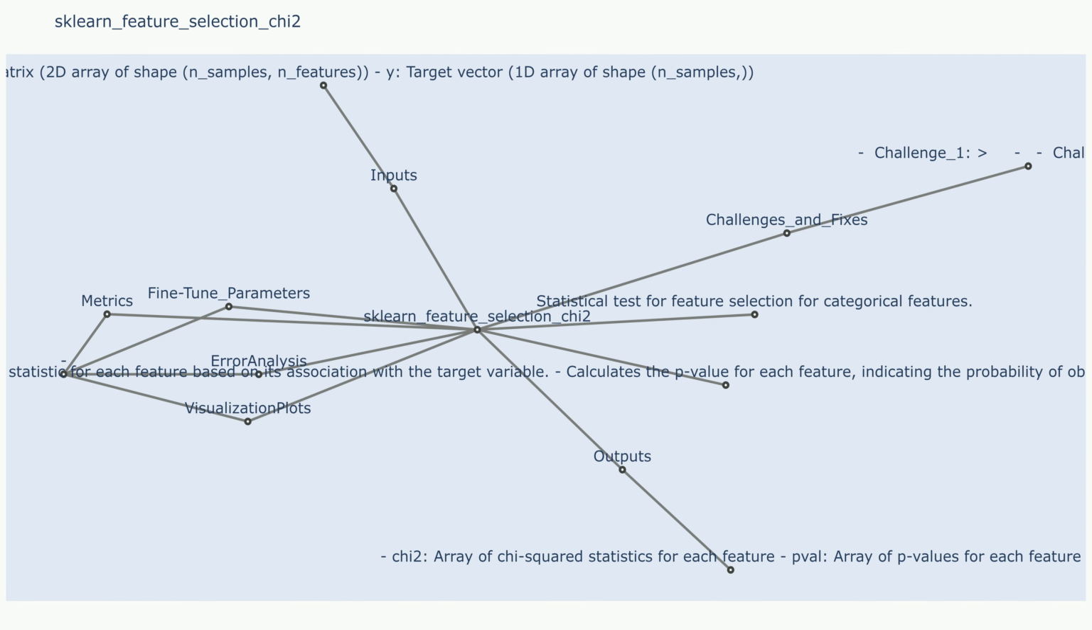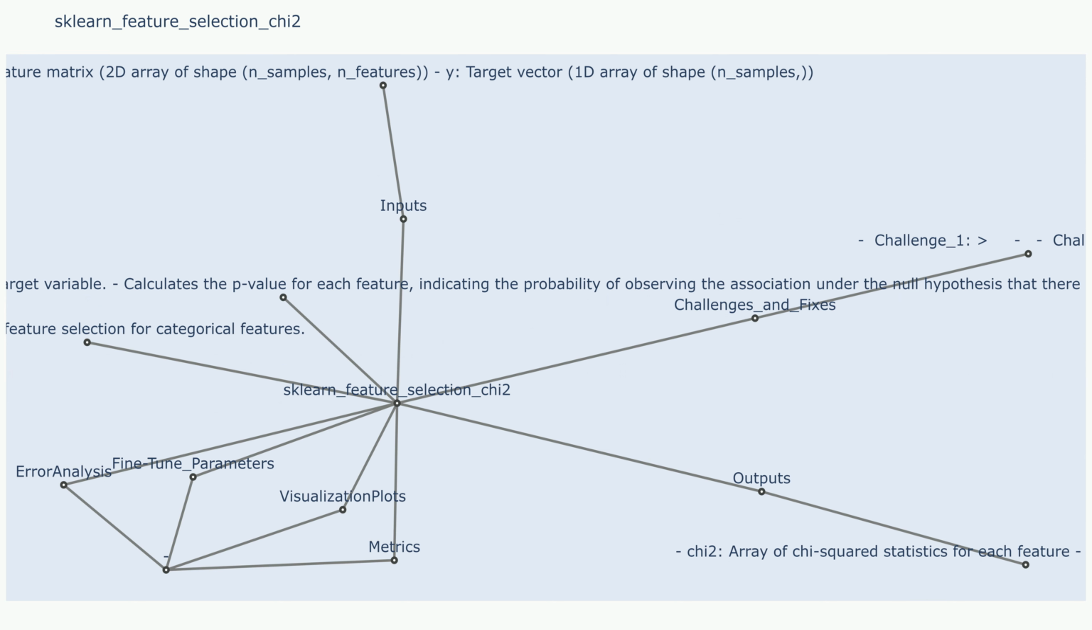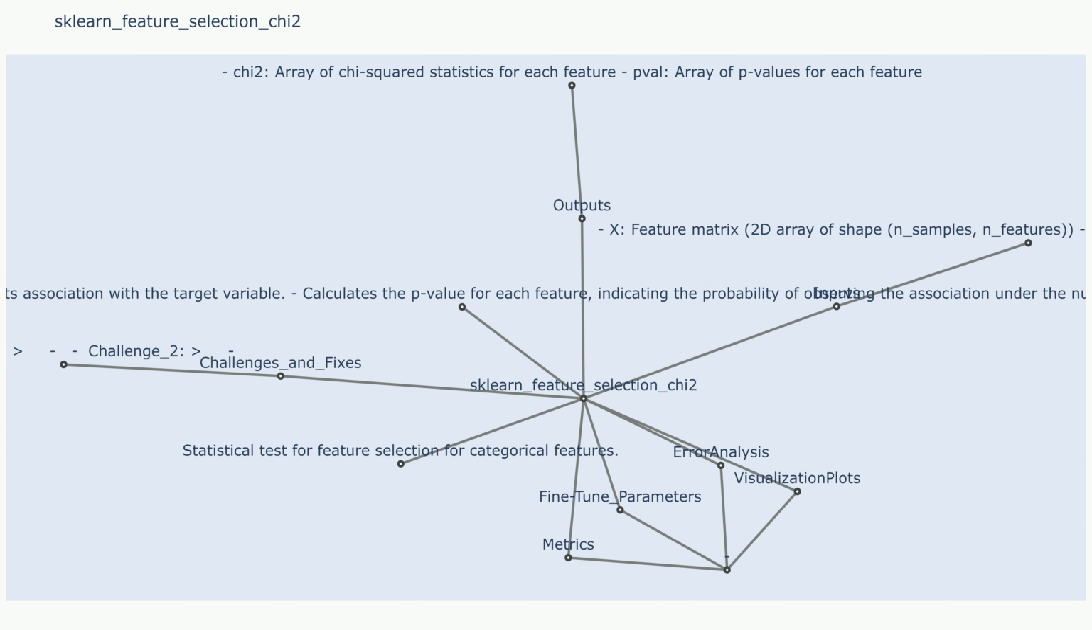Heat map of the chi-squared statistics, with features on one axis and target values on the other. Scatter plot of the chi-squared statistics against the p-values. Fine-tune parameters: None. The chi2 function does not have any tunable parameters. Uncertainty methods: confidence intervals for the chi-squared statistics, and Bayesian methods to estimate the posterior distribution of the chi-squared statistics.